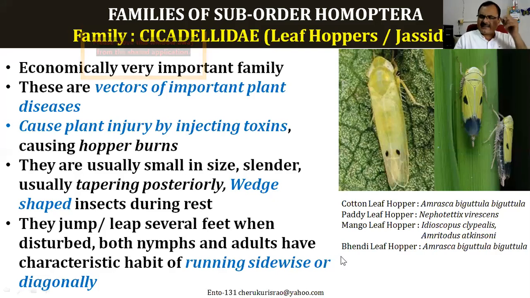They are economically extremely important. Cicadellidae is a very important family, and they are also vectors of plant diseases. Another thing is they cause injury not only by sucking the sap from the leaf surfaces and by transmitting viral disease, but they also generate toxic materials, because of which the leaves have a withering or drying or dead kind of appearance. That dead appearance is called hopper burn.